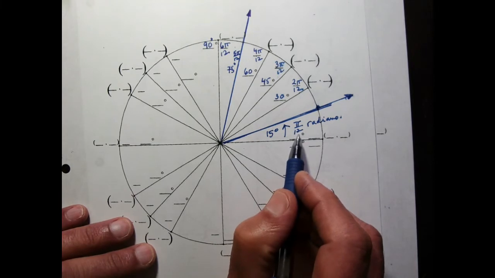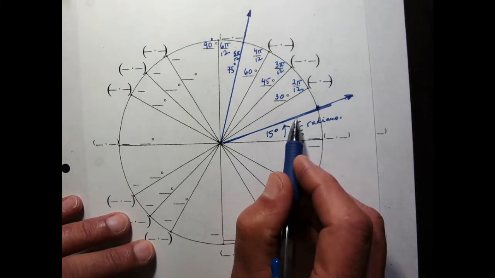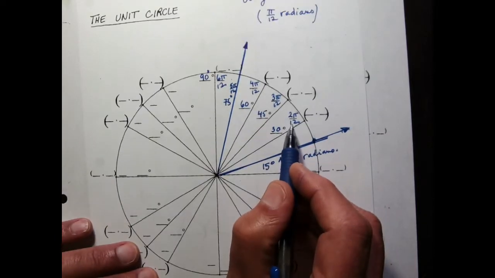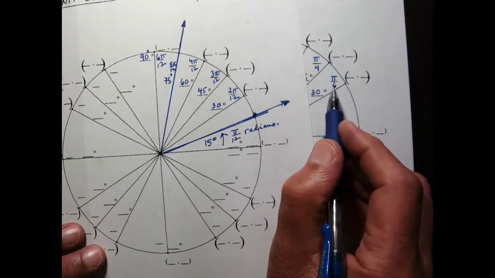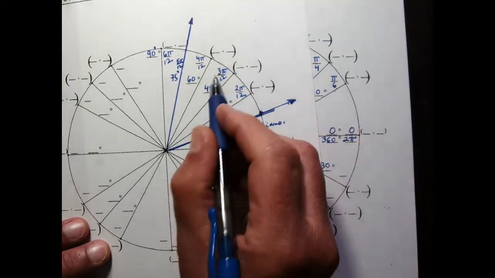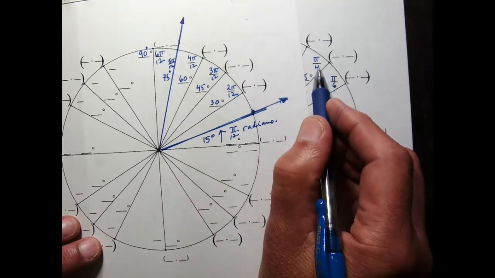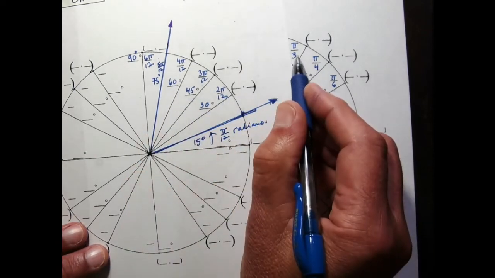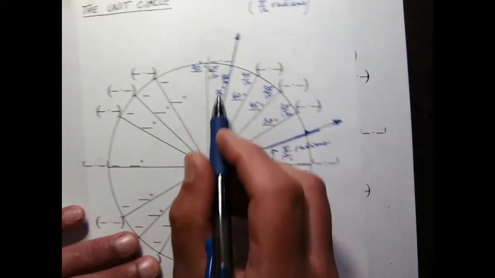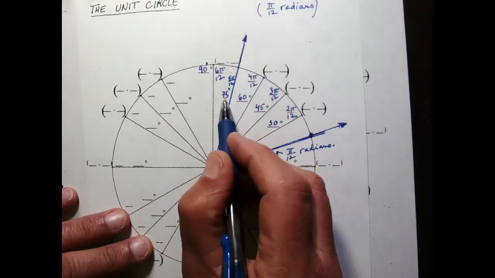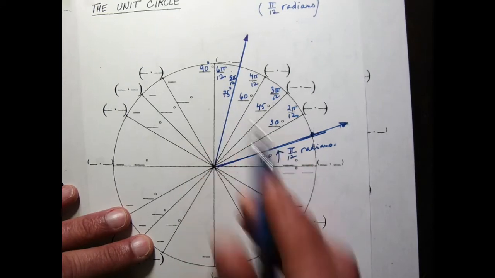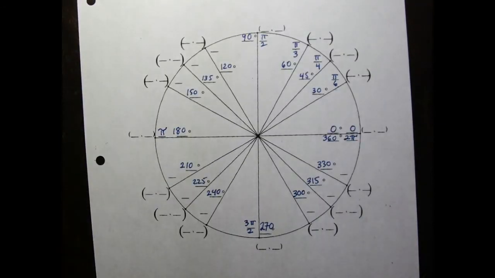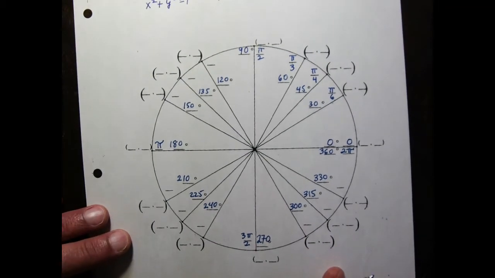15 degrees is pi over 12 radians. So some people like to think pi over 12 is 15 degrees. 2 pi over 12 is 30 degrees. That will reduce to pi over 6. 3 pi over 12 reduces to pi over 4. 4 pi over 12 reduces to pi over 3. 5 pi over 12 we don't mark. 6 pi over 12 reduces to 90. So that's one approach you can take to fill this in. You can go all the way around the circle in that way.